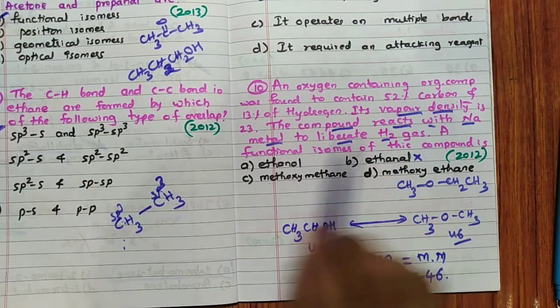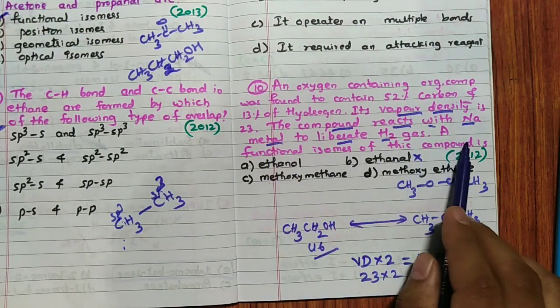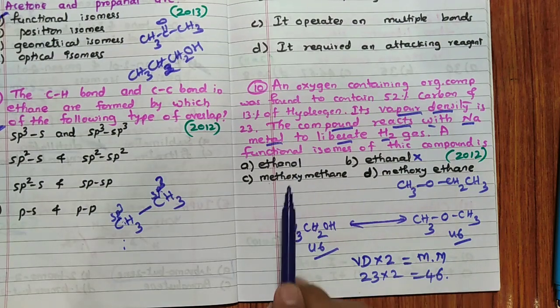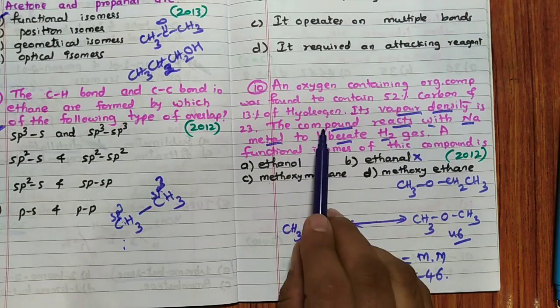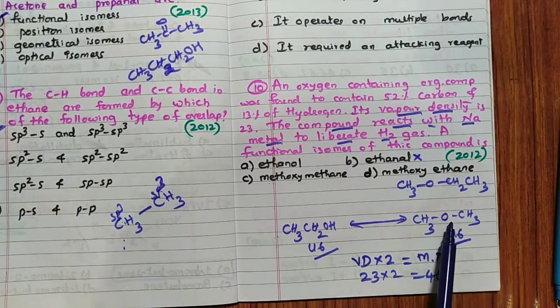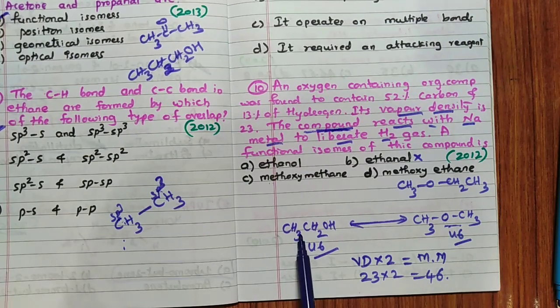But the compound reacts with sodium metal to liberate hydrogen gas. Remember, they have asked for the functional isomer of that compound. Then definitely the compound that reacts with sodium metal can never be methoxymethane, because that will not liberate hydrogen gas. Hence, if this compound is this, then the answer is this. Hence, ethanol is not the answer.